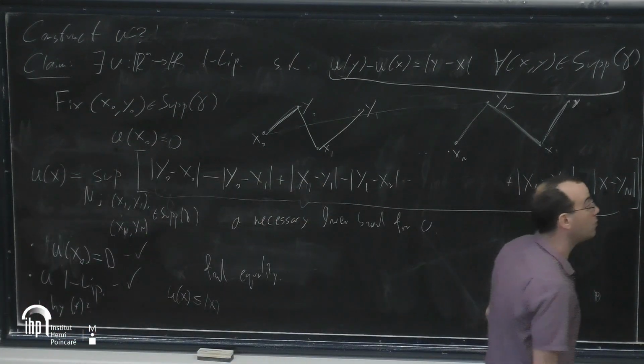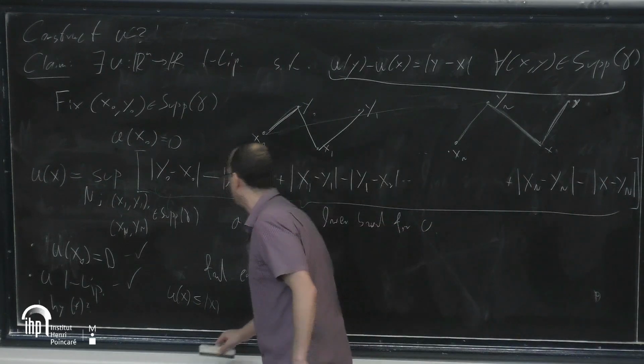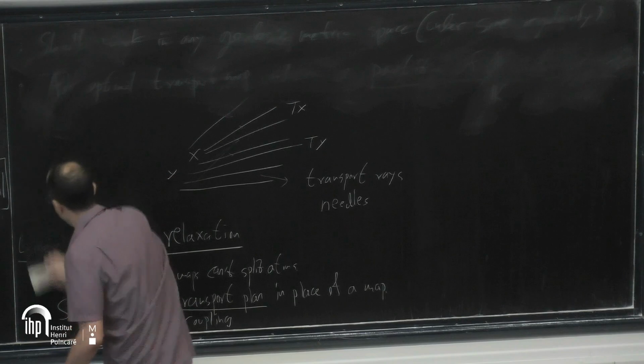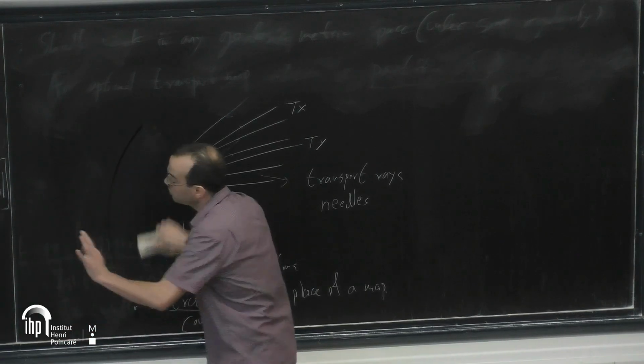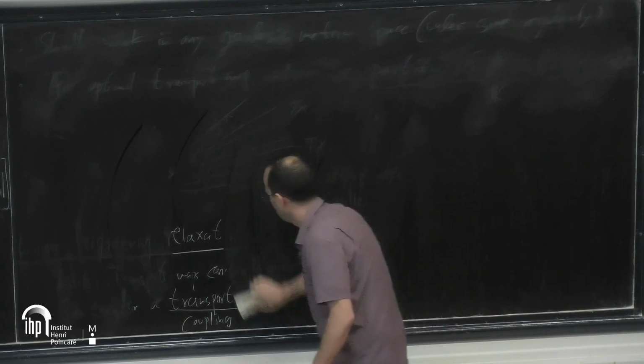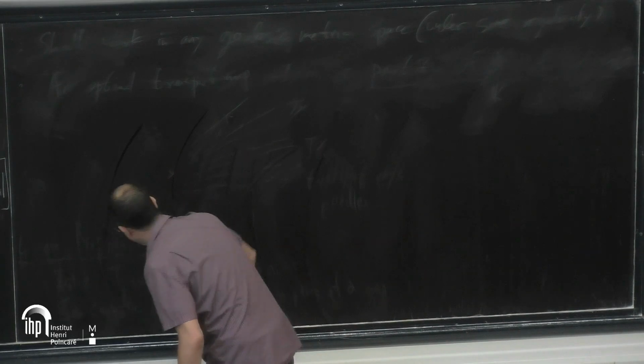OK, now I want to proceed with the structure of the minimizer. So we know that we can look at the optimal transport through gamma or through u. There is also an option to look at it through T, through the optimal map. But this would not be helpful for us now.